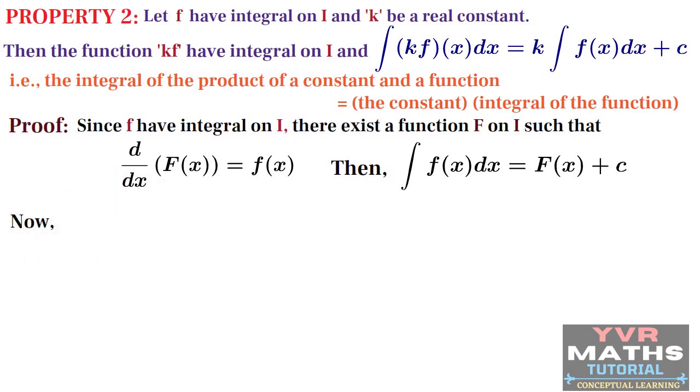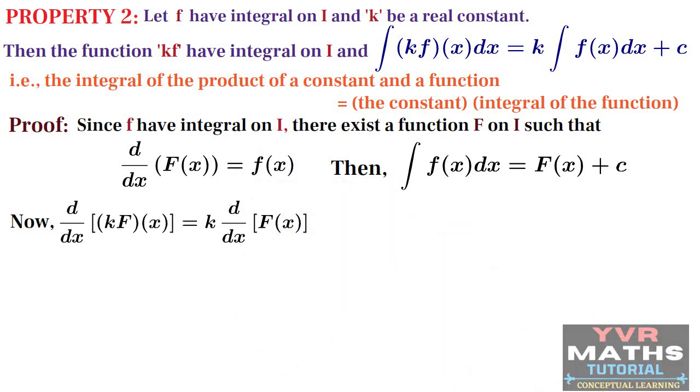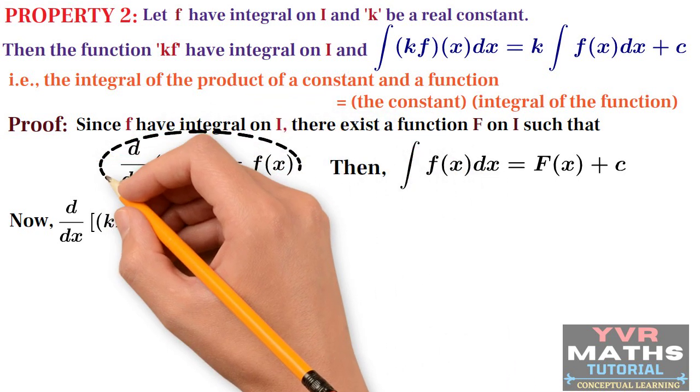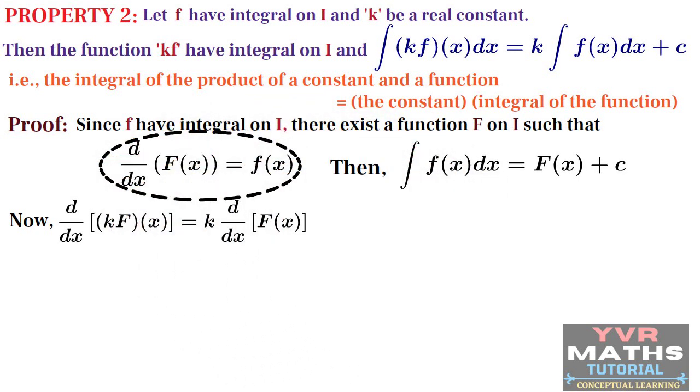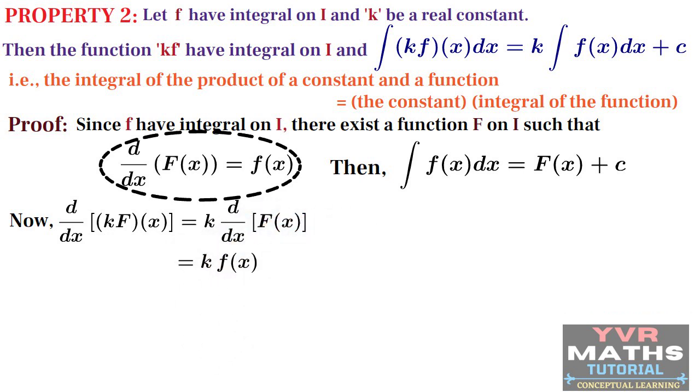For that, I am considering d by dx of small k capital F of x is equal to. From the basic properties of differentiation, this can be written as k into d by dx of capital F of x. From this property, d by dx of capital F of x is nothing but small f of x, that is equal to k into f of x.